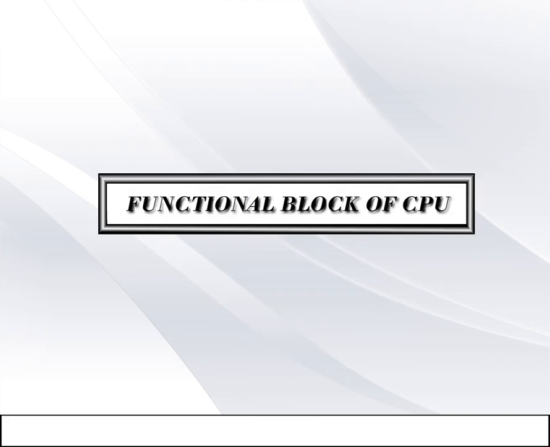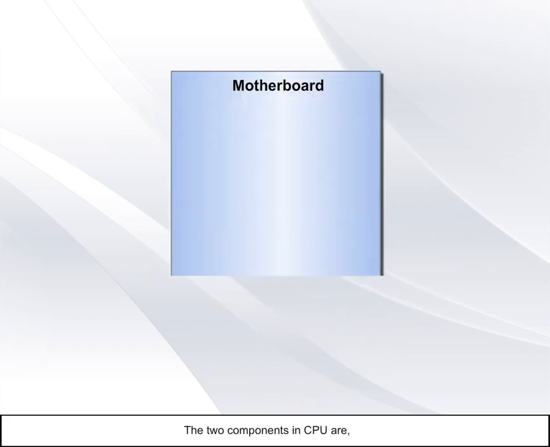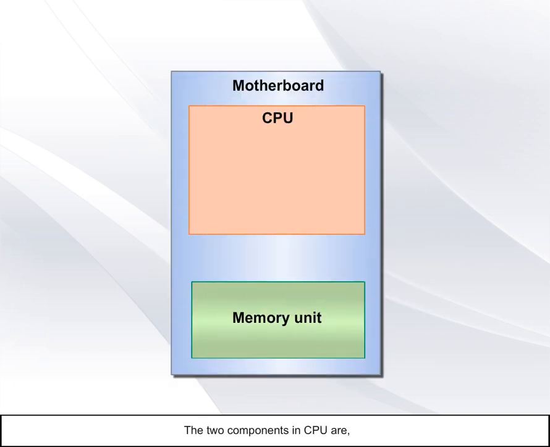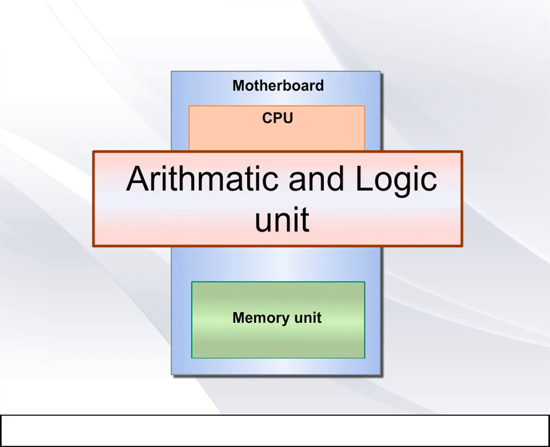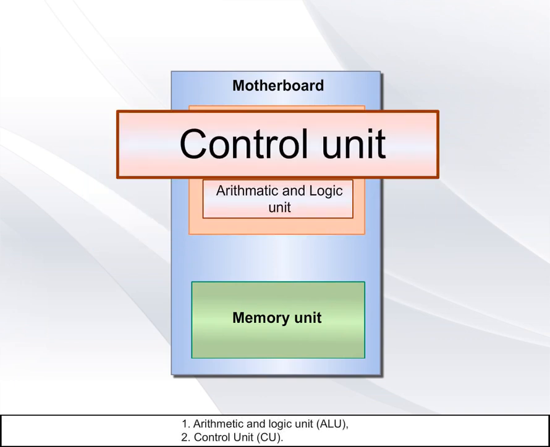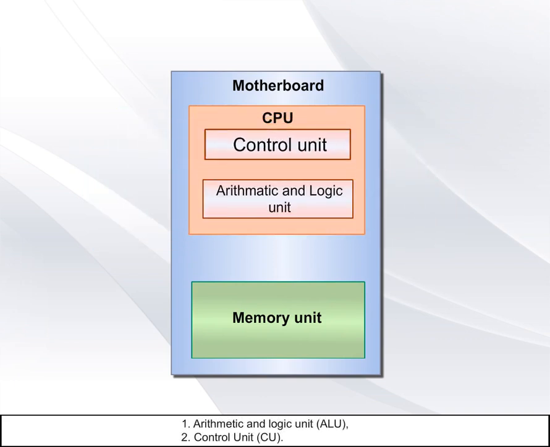Functional block of CPU. The two components in CPU are Arithmetic and Logic Unit, ALU, and Control Unit, CU.